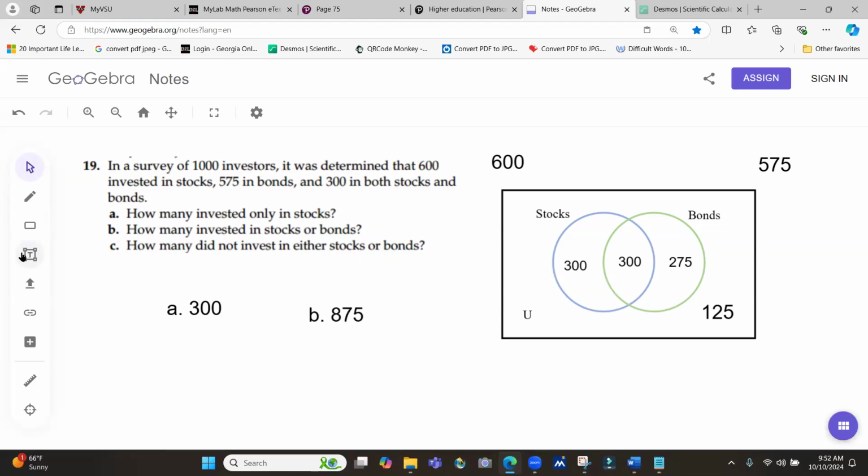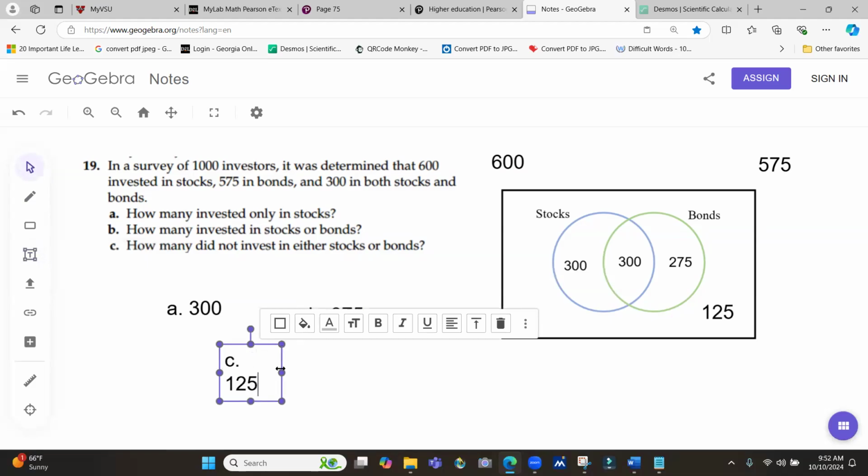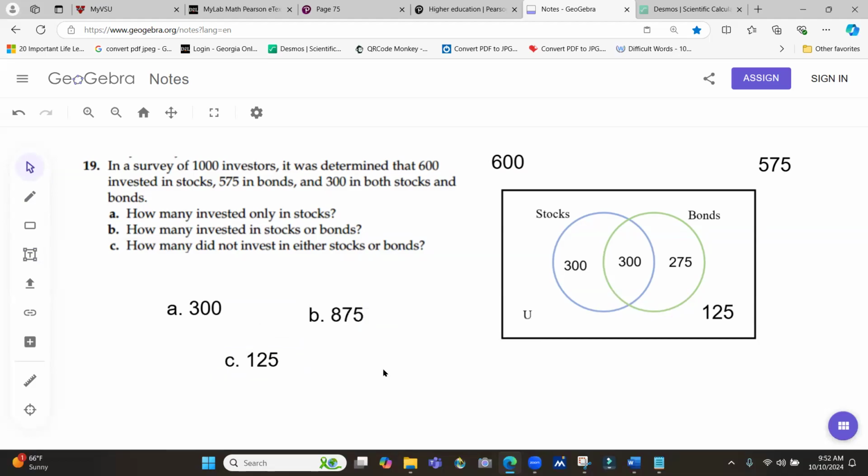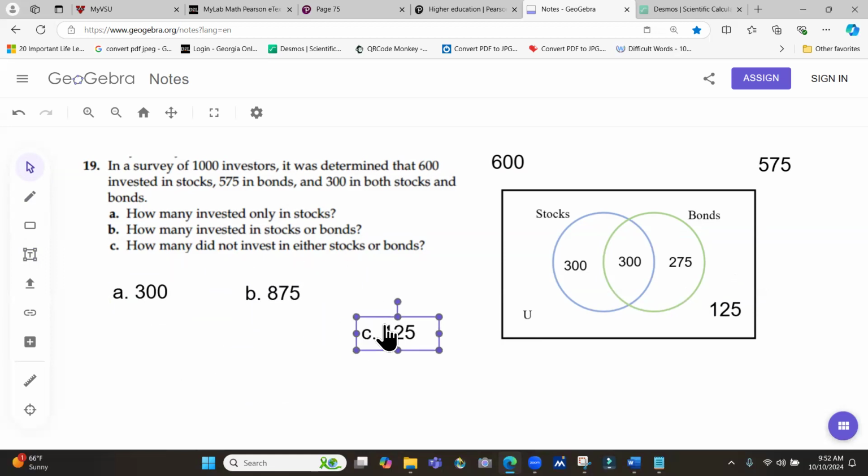C. How many did not invest in either stocks or bonds? There you go. 125. You always want to know that. People sometimes forget to do this. They fill in the circles and they feel like they're done because they've done enough work. But generally, if the question doesn't say that they only invested in stocks and bonds, there must be some people who invested in other things or didn't invest at all. So that takes care of number 19.